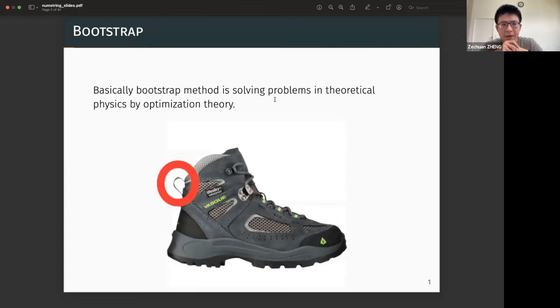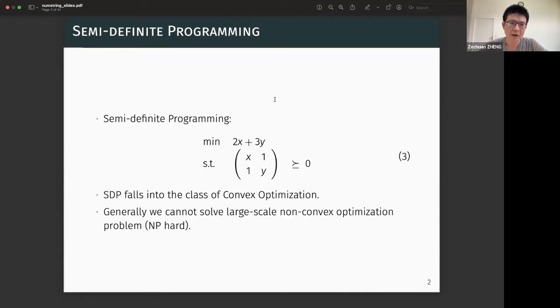Okay, let's begin. The bootstrap method is basically solving problems in theoretical physics by optimization theory. A simple example of optimization theory is semi-definite programming, which we will use many times during this project. That is, we minimize a linear combination of variables subject to the semi-definiteness of a linear matrix. This kind of semi-definite programming, or SDP, falls into the class of convex optimization.